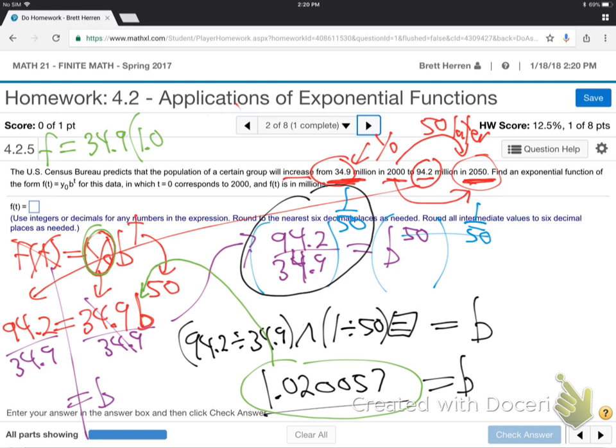B, now the B, I know, is 1.020057 to the t, that's a t up there, power. That's the function. We could use that now to plug any time in and find out what the population will be at any point in time. That's an exponential population function now. Do you see what we did there? Yeah.